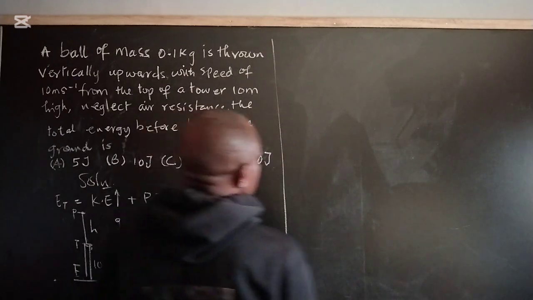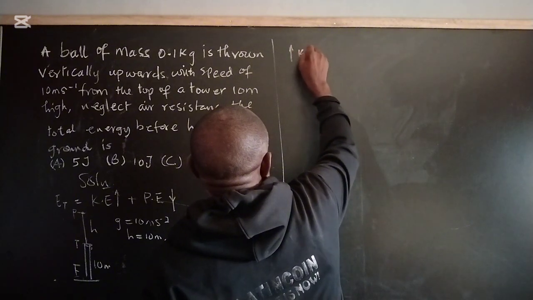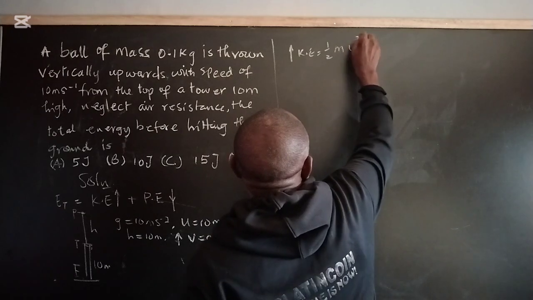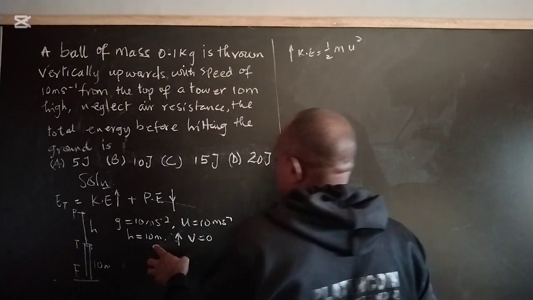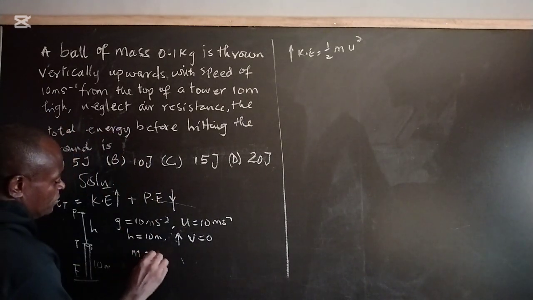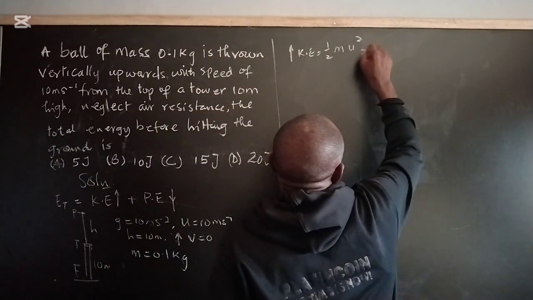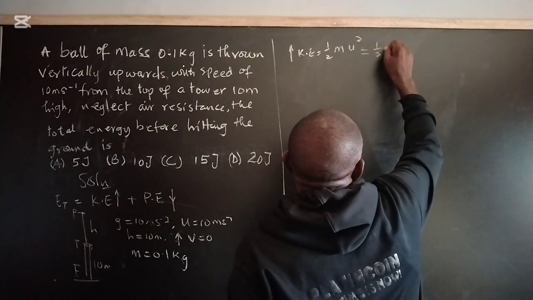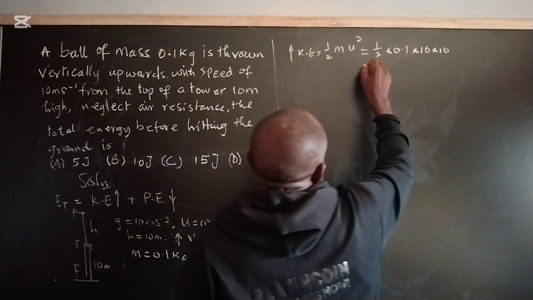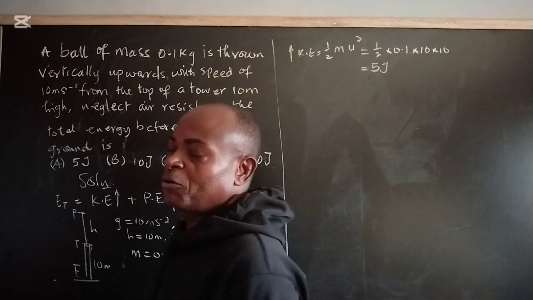So we come to this side. The kinetic energy when it is going up is equal to half m u squared, and the mass of the body was given to be 0.1 kilogram. If we substitute that, we are going to have half times 0.1 times 10 times 10, and this is going to give us 5 joules. So we keep that aside.